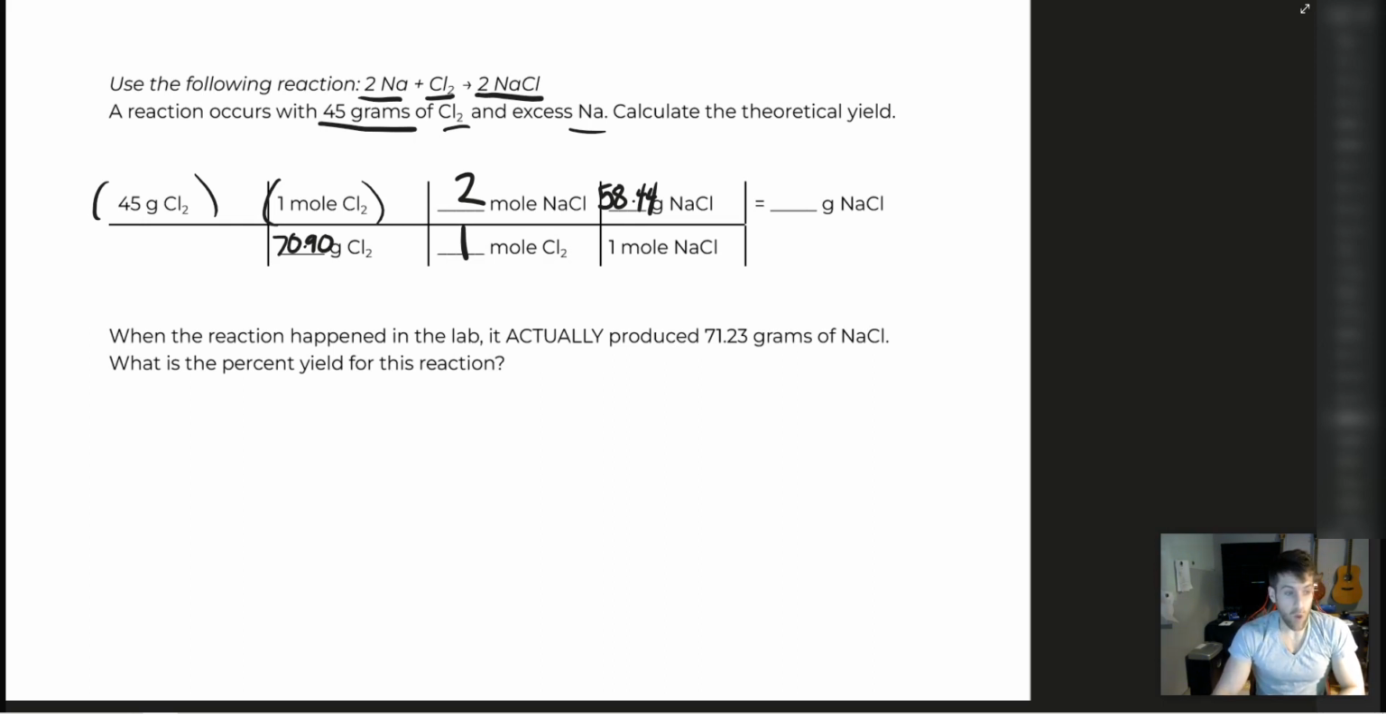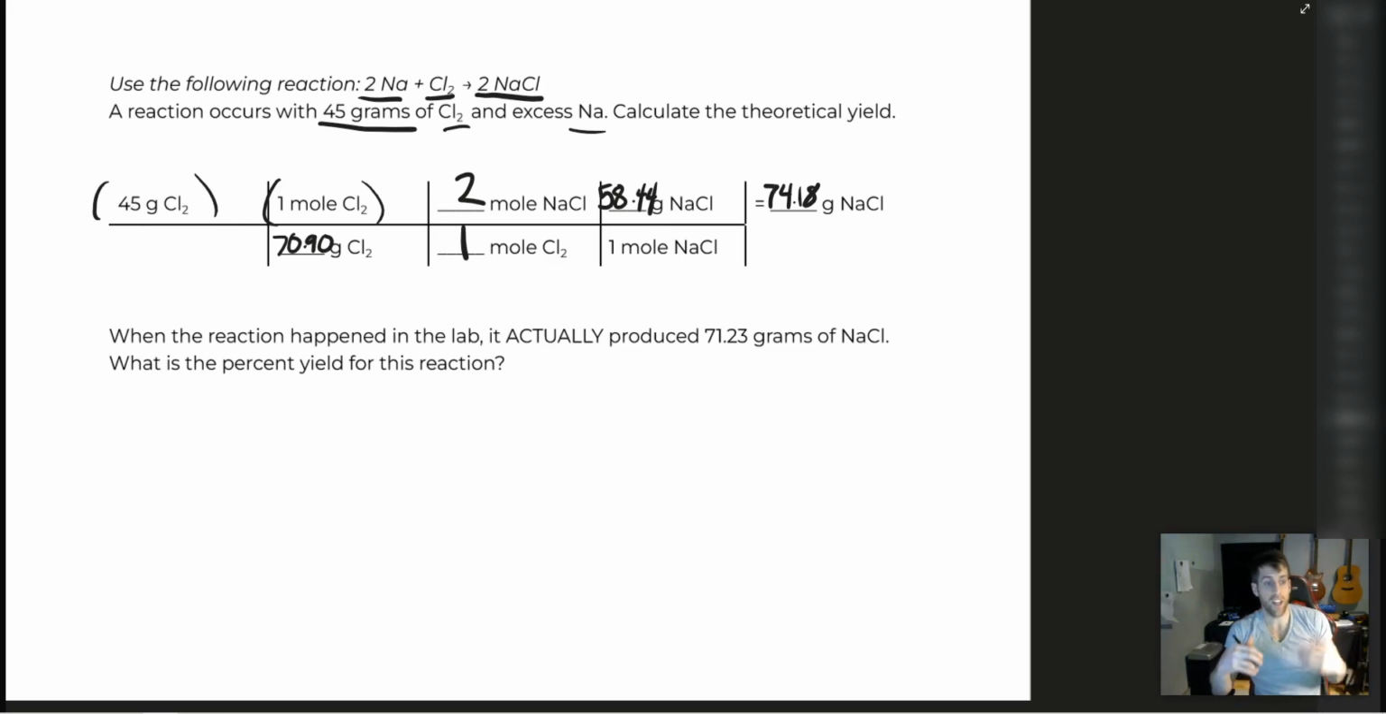We need to multiply all of this together. So if I use my calculator here, I am simply going to type in 45 times 2 times 58.44, divided by 70.9. And I get 74.18 grams of sodium chloride. Okay.